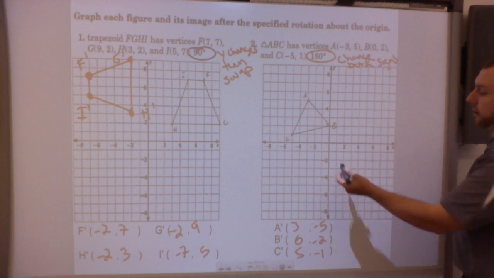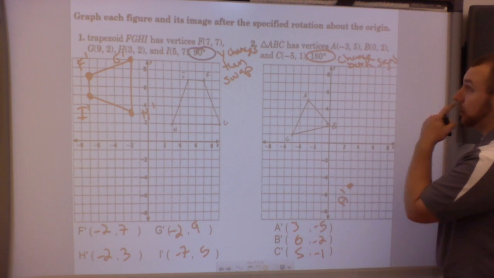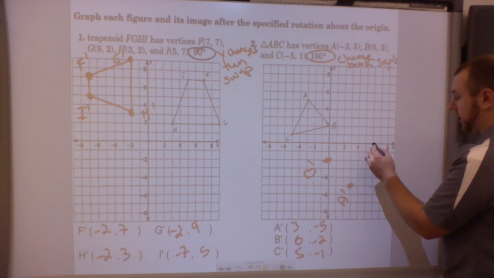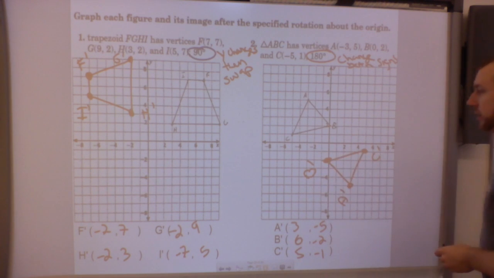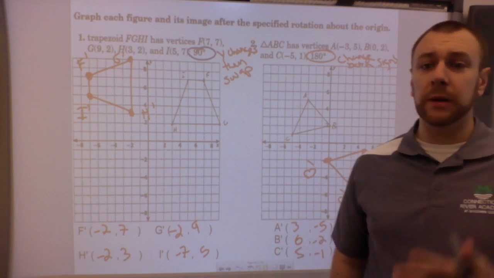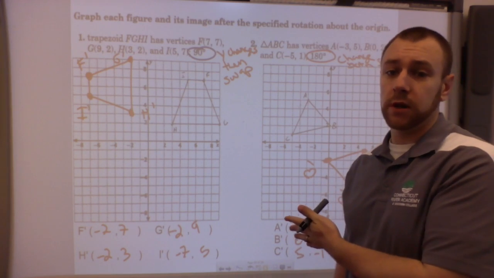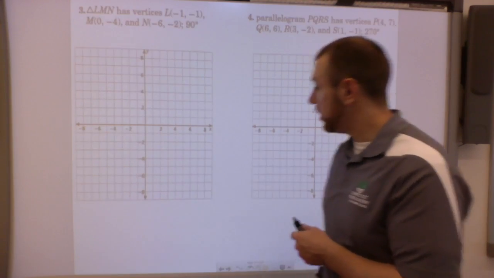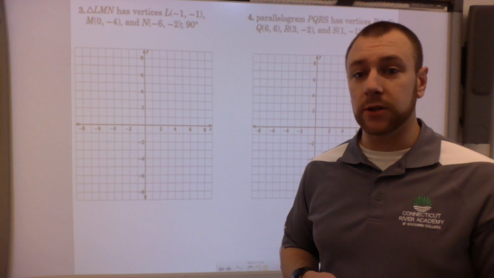So now when I plot (3, -5), (0, -2), (5, -1), C prime, this is my new figure. So those are the three basic rotations that we are just going to concentrate on for the coordinate plane. Please complete the rest of these practice problems on the back side of the sheet and come to me with any questions. Thank you.